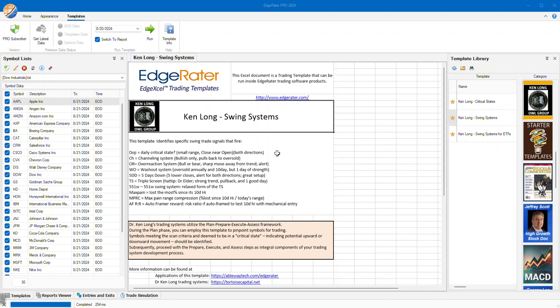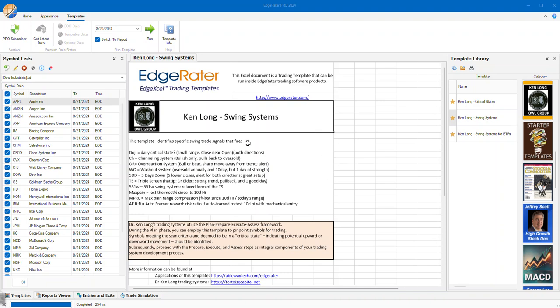Hi, everybody. Griffin Cooper here from Ablewaytech, and I just wanted to show, we recently completed our applied swing systems course using these Kenlong swing system templates, and I just wanted to show one of the ways that we can use these templates is to find signals for intraday trading the next day.